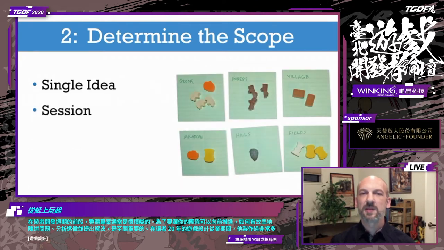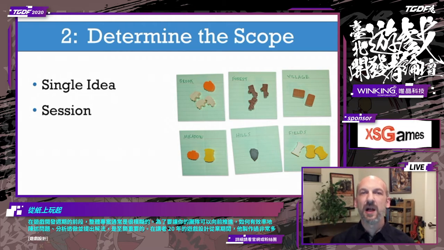Or maybe your scope is larger. You want to understand what actions a player might take during an hour-long session. Here's a simple prototype for a farming game that explores how resources might move around a town during a harvest season. You might make up a few simple rules about how far resources can travel, or how supply and demand will affect the player's decisions.